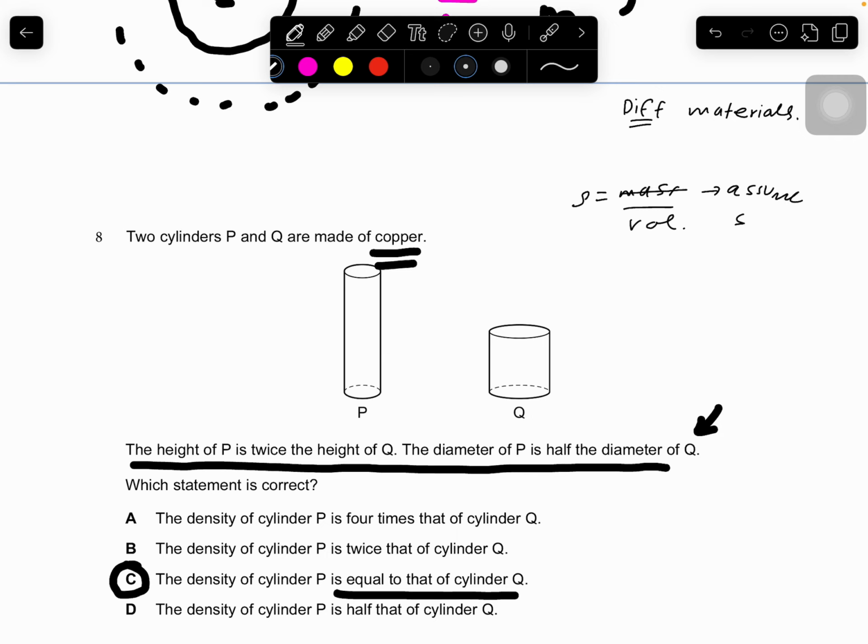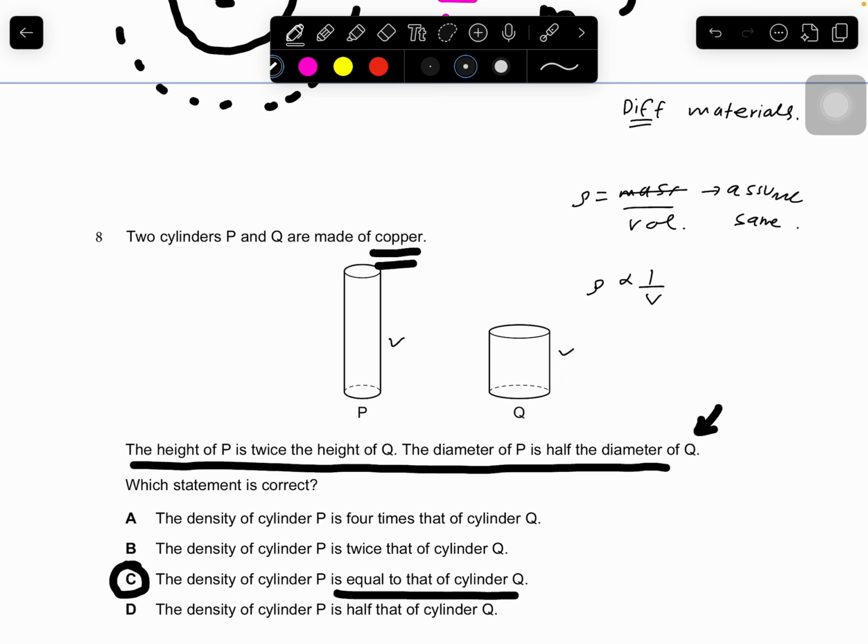Assume same. And we know that the relationship of density is inverse with volume. So what you're going to do is find the volume of both of these shapes, and whichever has a higher volume has a smaller density. Okay, we can try to do it.